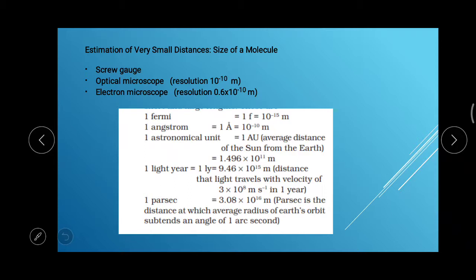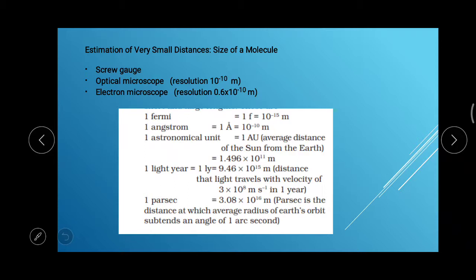It is the distance traveled by light in 1 year. You know that the fastest thing on earth or in the universe is light. It is 3 into 10 to the power 8 meter per second. As per the scientists' hypothesis, if an object can attain the velocity of light, then it will have the ability to do time travel. The scientists are hypothesizing like this. It is not scientifically proven.